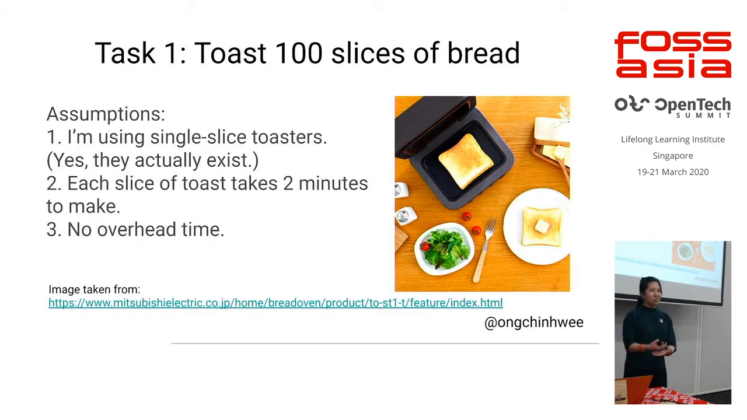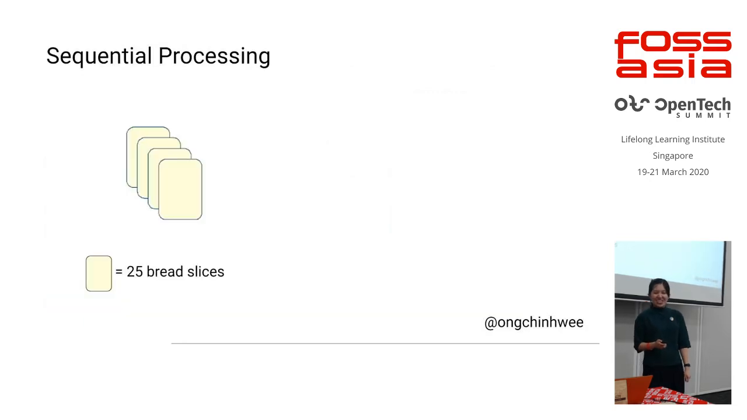So my toast is made to order. I'm trying to make it gourmet, made to order, one toaster per slice, the type of very pampered bread. And each slice of toast, I control it nicely until it's 2 minutes, nicely charred and brown, kind of crispy. And I assume that there's no overhead time. Maybe it's a machine with electricity. Yes. Promise not to ask questions. Sorry.